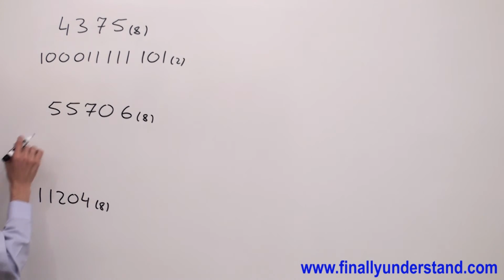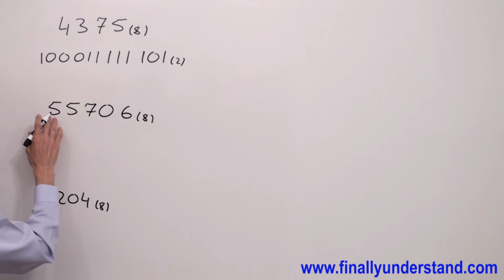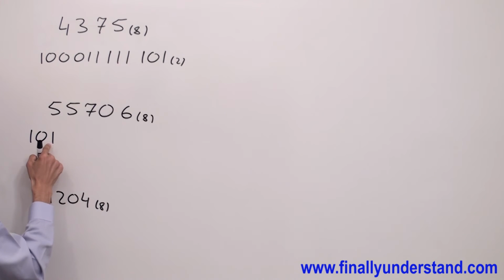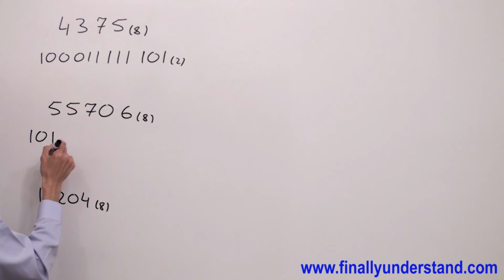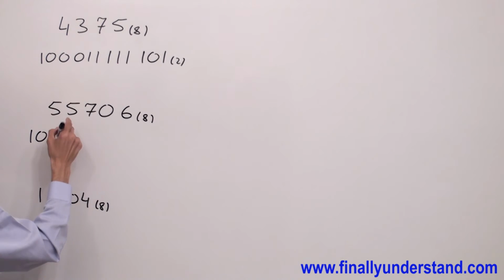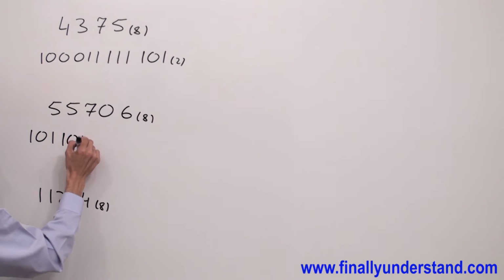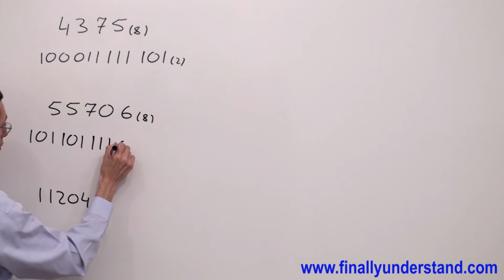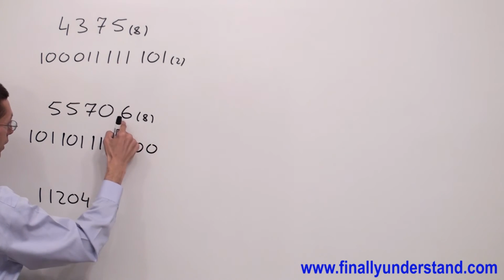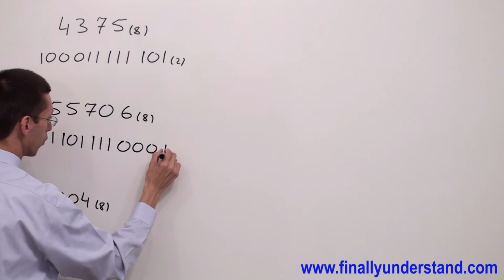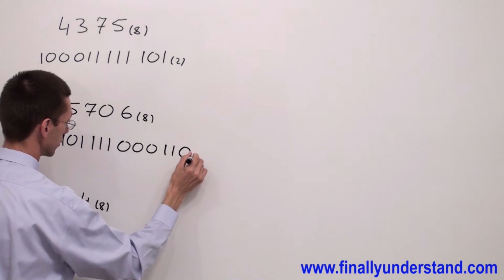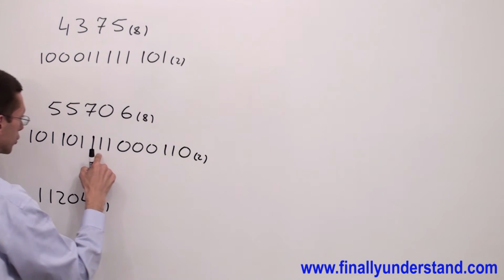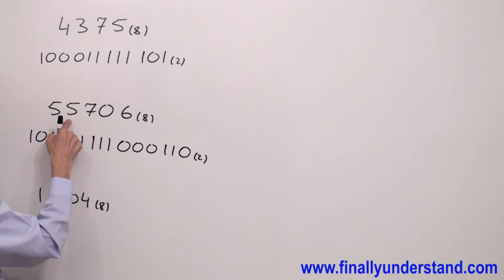Let's take a look at the next problem. We have 5. Binary 5 is 1, 0, 1. Remember, we're supposed to have only 3 bits. We have 5, 1, 0, 1. We have 7, 1, 1, 1. We have 0, 0, 0, 0. And we have 6, 1, 1, 0. Base 2. This is the solution to this problem.